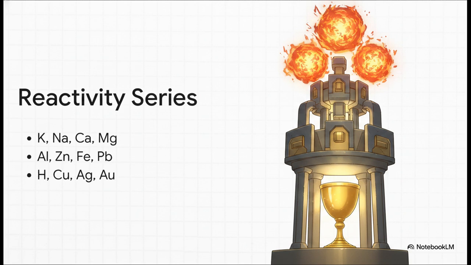Then we move down through calcium, magnesium, and aluminum, arriving at our tough guys, zinc and iron. Keep going down past lead and hydrogen, and look who's near the very bottom. There's copper, followed by silver and gold. Gold is so unreactive it stays shiny for thousands of years without ever forming a compound. By memorizing this exact order, you hold the key to predicting every single displacement battle in the book.